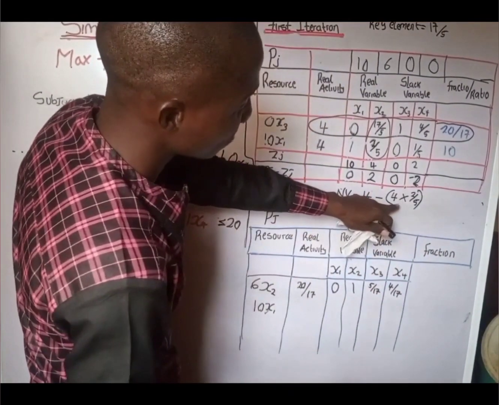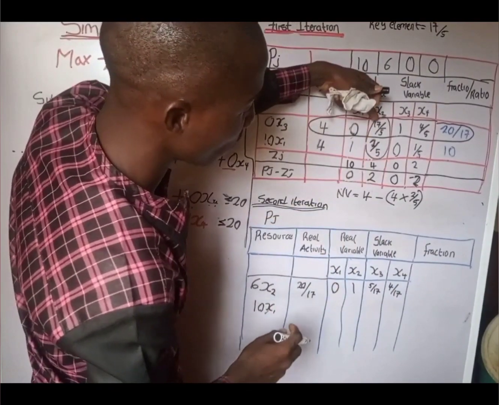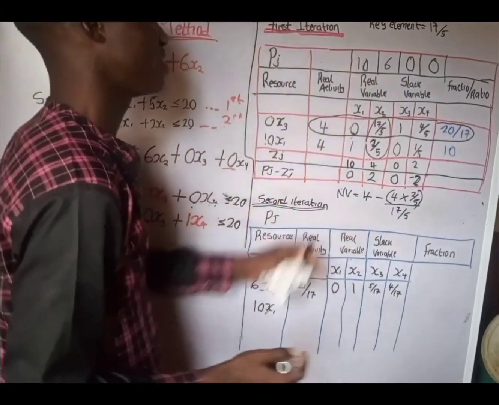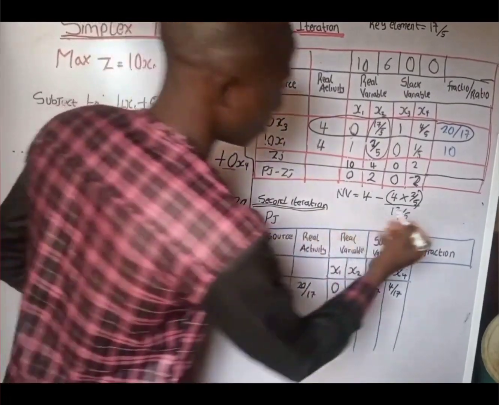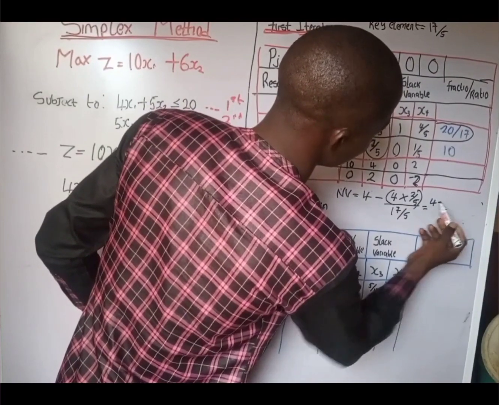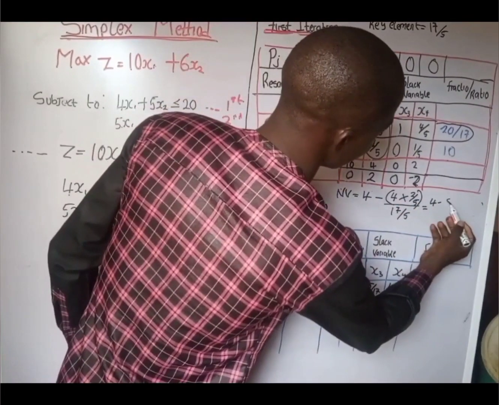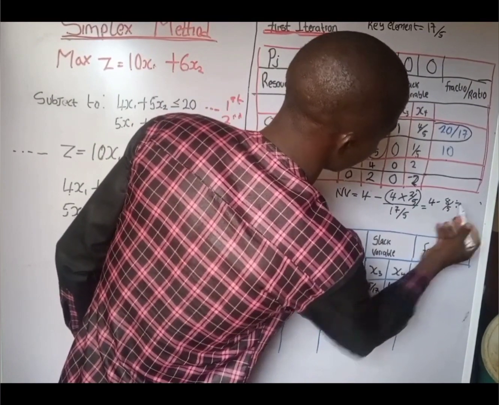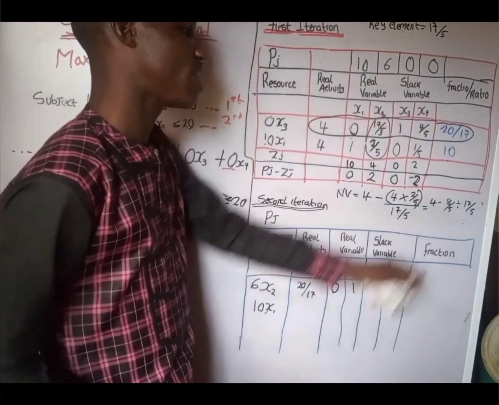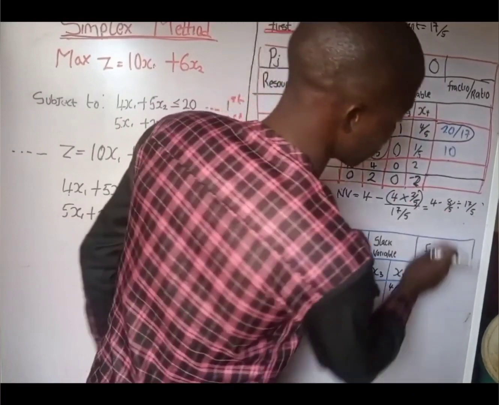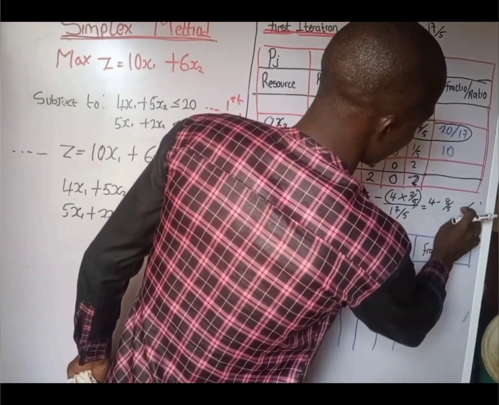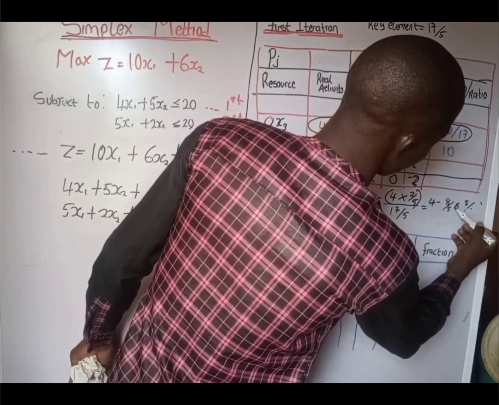Now, I've already multiplied this. What's my key element? The key element is 17 over 5. So I'm going to have it divided by 17 over 5. Now, let's solve it gently. 4 multiplied by 2 is 8. So I'm going to have 8 over 5 divided by 17 over 5. If this division sign changes to multiplication, this 5 will come to the numerator and 17 will go to the denominator. So I'm going to have 5 multiplied by 5 all over 17.